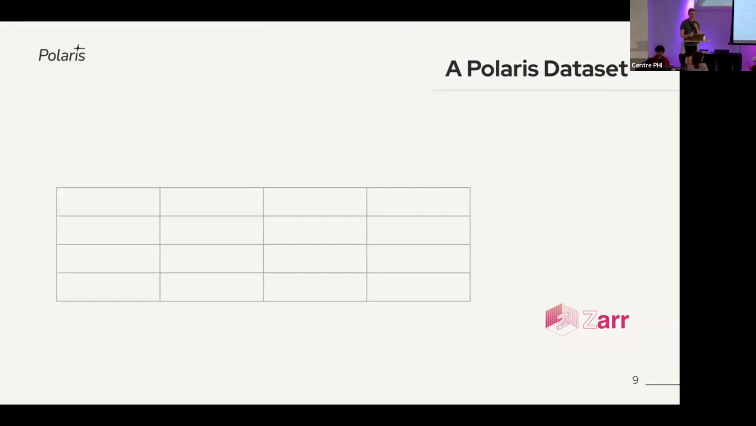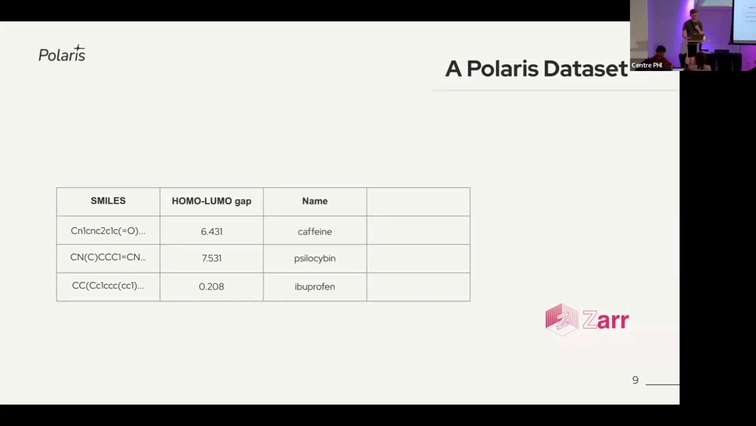For datasets within Polaris, we make the assumption that at the core, it's a tabular data structure where every row is a data point and every column is a measure for that data point. For example, you can have a dataset that has the SMILES and then the HOMO-LUMO gap. This is simply a pandas DataFrame, which everyone is probably familiar with. One thing about the Polaris dataset is it doesn't have to be machine learning ready. You can also have additional information in there that maybe is not directly relevant to the task, but is nevertheless important metadata to have.